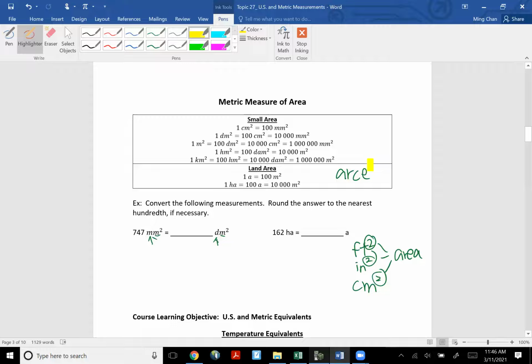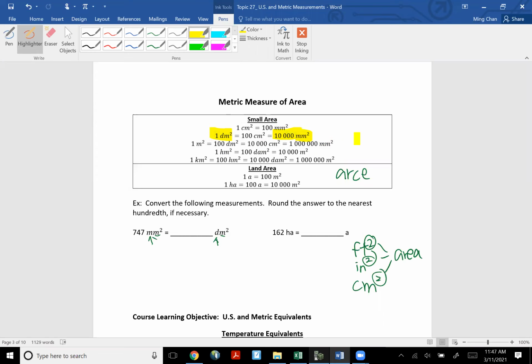Square milli. Find your square milli. Here's a square milli. Here's a square milli. Here's a square milli. Of all the ones I highlighted, which one takes you back to deci? Well, this one does. So my ratio here is 1 square decimeter is equal to 10,000 square millimeters. So that's a direct conversion.